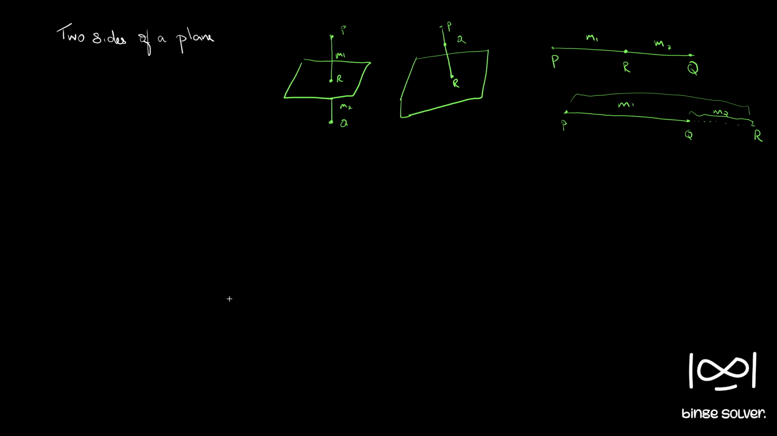To apply this concept, R will be lying in the plane. So let's say P is (x1, y1, z1), Q is (x2, y2, z2), and our plane is ax plus by plus cz plus d equal to 0.